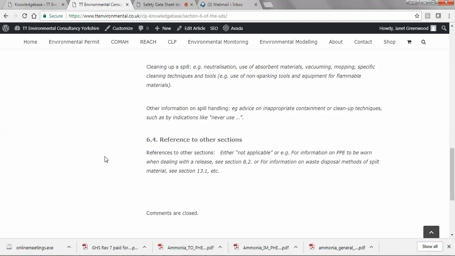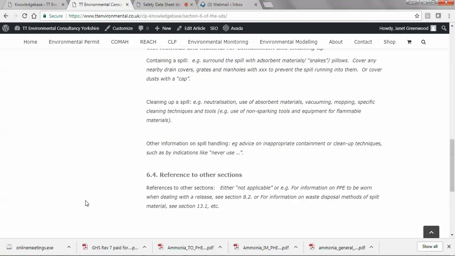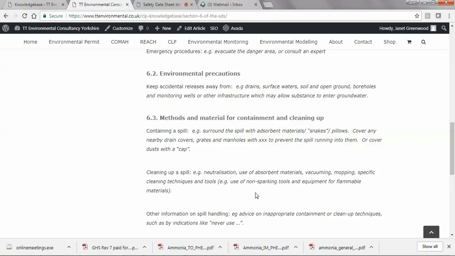References to other sections. For information on PPE to be worn during a release, see section 8.2, or for information on waste disposal measures, see section 3.1, etc. They like you to cross-reference. They'd rather that you refer to other bits of the SDS at various points, or have information in twice. Better to have it in twice than not have it at all, is my theory.